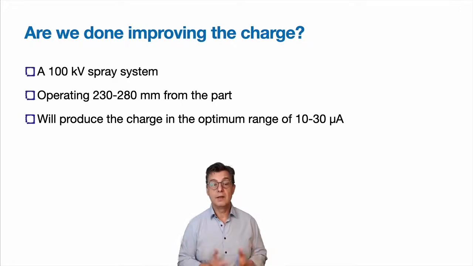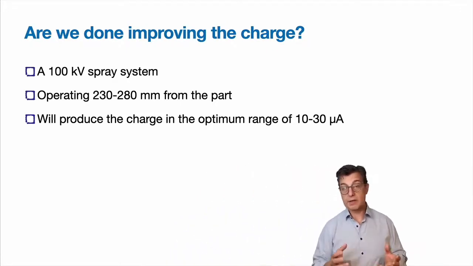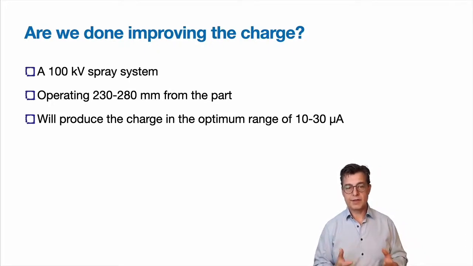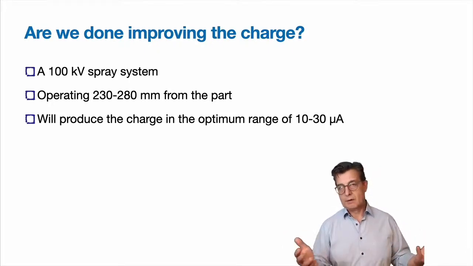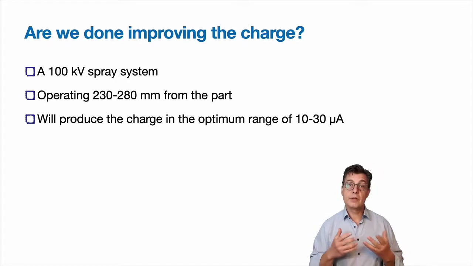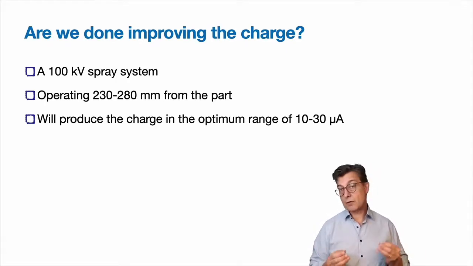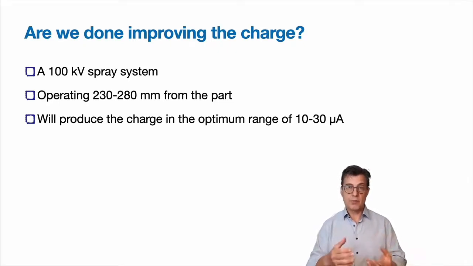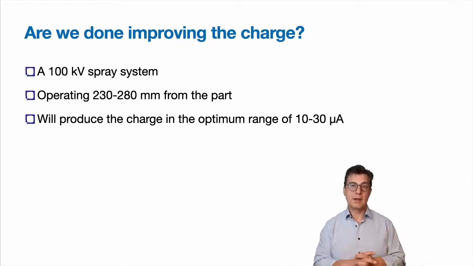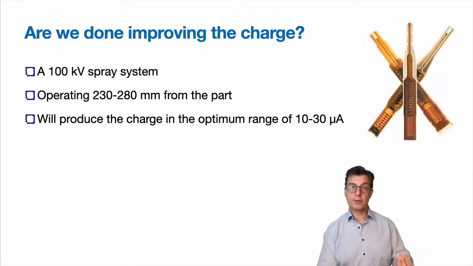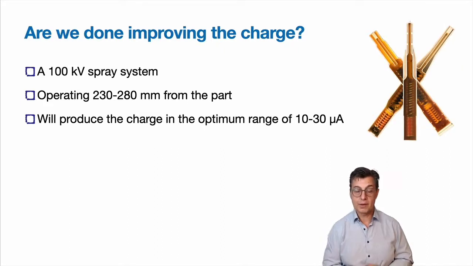So does it mean we're done improving the charge? And indeed it does. Historically, a 100 kV spray system operating at 8 to 12 inch gun-to-part distance, or 230 to 280 millimeter gun-to-part distance, will produce the charge level in the optimum range of 10 to 30 microamps. When we do not operate in this optimal setting, then controlling the charge, controlling the current flowing from the gun to the product, will greatly benefit the application.